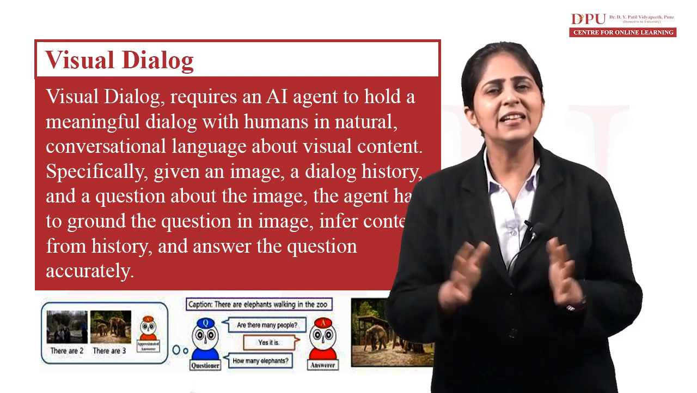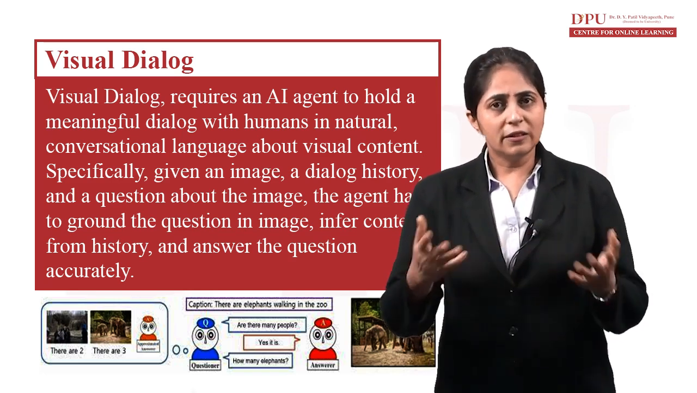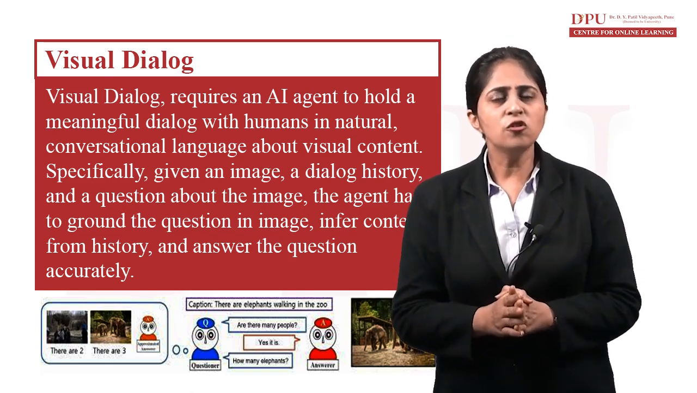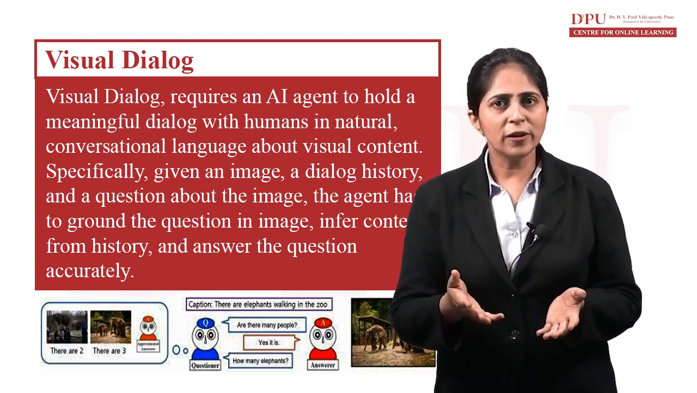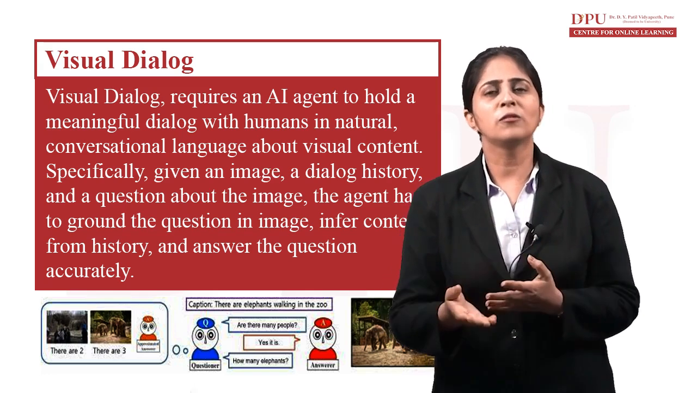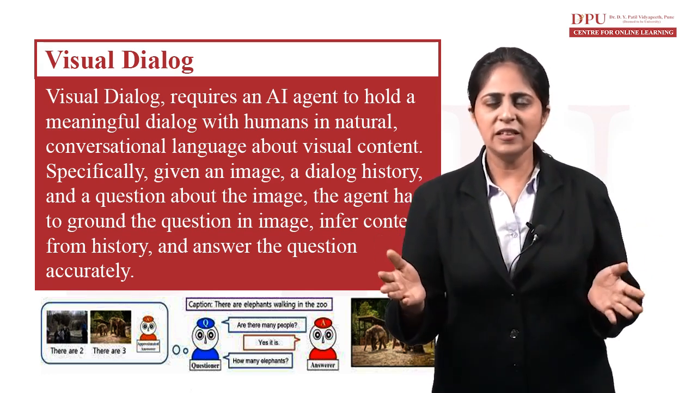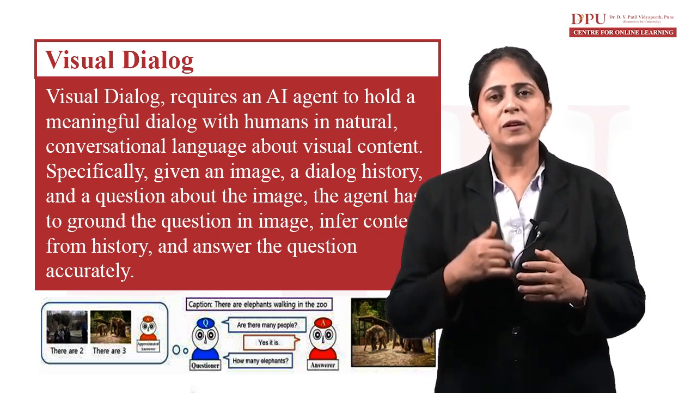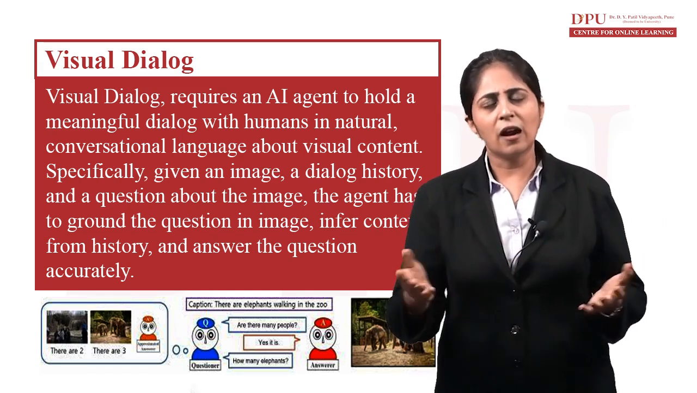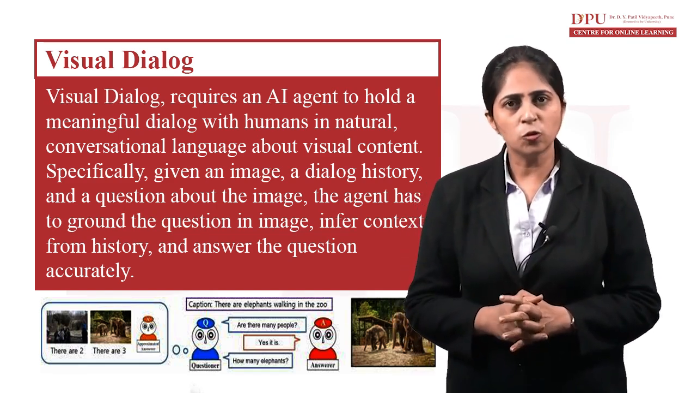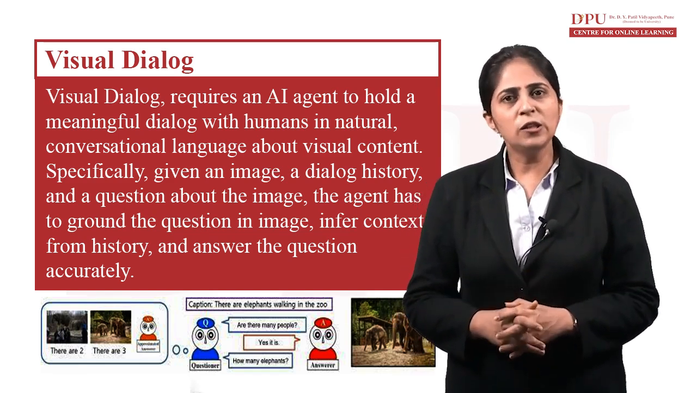That means any question related to an image can be asked and our AI agent should be able to answer the question in the natural conversational language that we humans normally use. When we see a particular photograph, we can talk about it in our general language. So that is what we want from our AI agent too. So that is called visual dialogue.